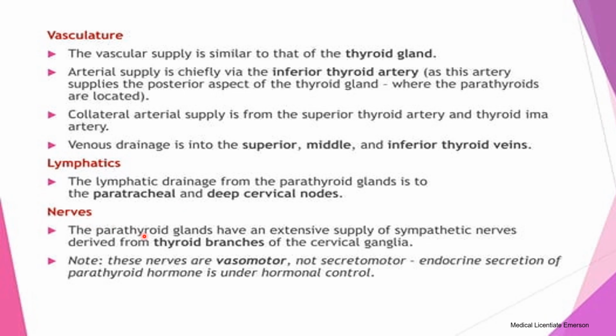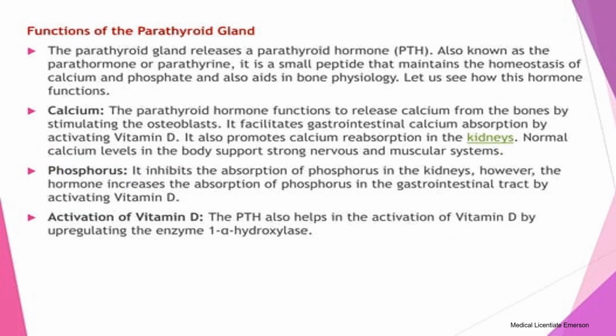In terms of nerves, the parathyroid glands have an extensive supply of sympathetic nerves derived from the thyroid branches of the cervical ganglia. You also have to note that these nerves are vasomotor, non-secretomotor. The endocrine secretion of the parathyroid hormone is under hormonal control.